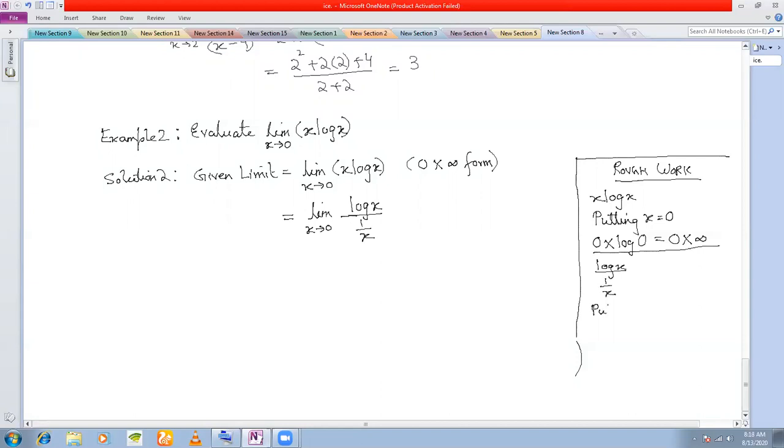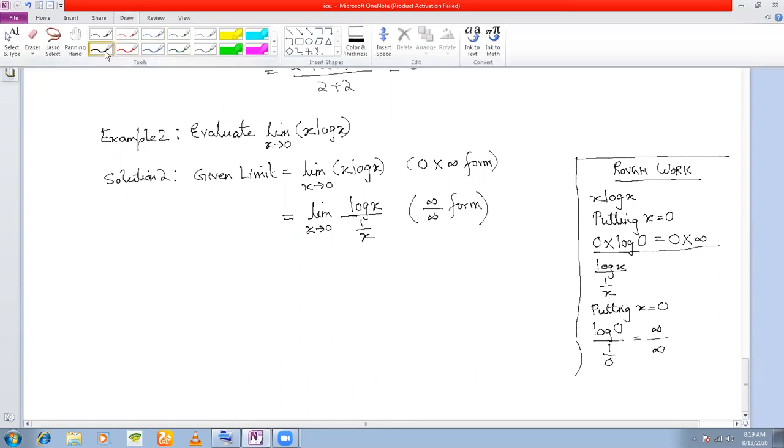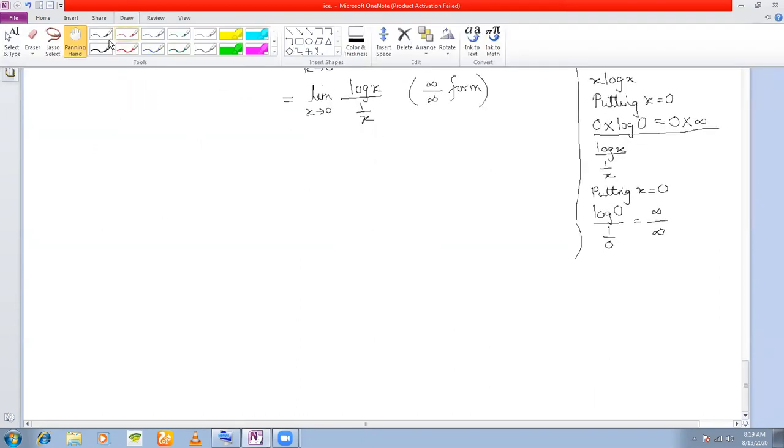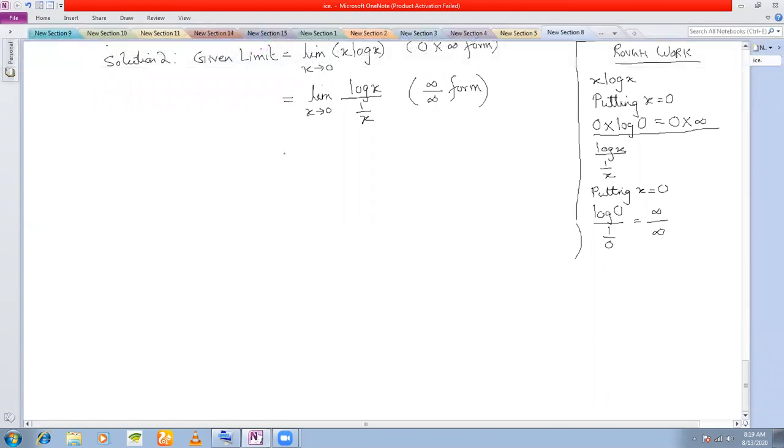You have written this expression as log x by 1 by x. Now you put x equal to 0. What do you get? Log 0 by 1 by 0. Now you know that log 0 is infinity and 1 by 0 is also infinity. So what form is this now? So what have we done? We converted it to infinity by infinity form first. Now we are going to use L'Hospital rule.